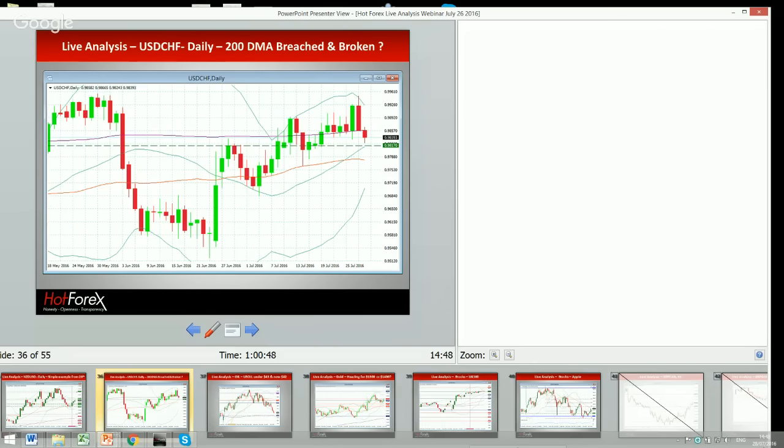Bollinger Bands are coming back together here, and so we're looking like we may be going sideways. But this is a weekly support level here, so this looks quite interesting for me as we've broken this 200-day, and we've not only breached it, but we've broken it quite significantly.